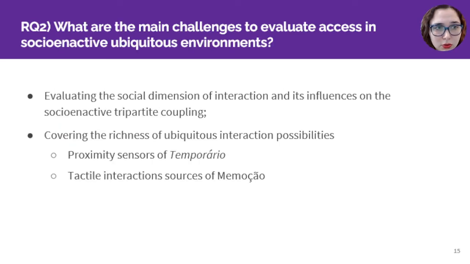For RQ2, what are the main challenges to evaluate access in socioenactive ubiquitous environments? Evaluating the social dimension of interaction and its influences on the socioenactive tripartite coupling, physical, digital, and social, as I previously said. Also, covering the richness of ubiquitous interaction possibilities. For example, in Temporário, the proximity sensors, or the tactile interaction sources from the textures of Memoção.